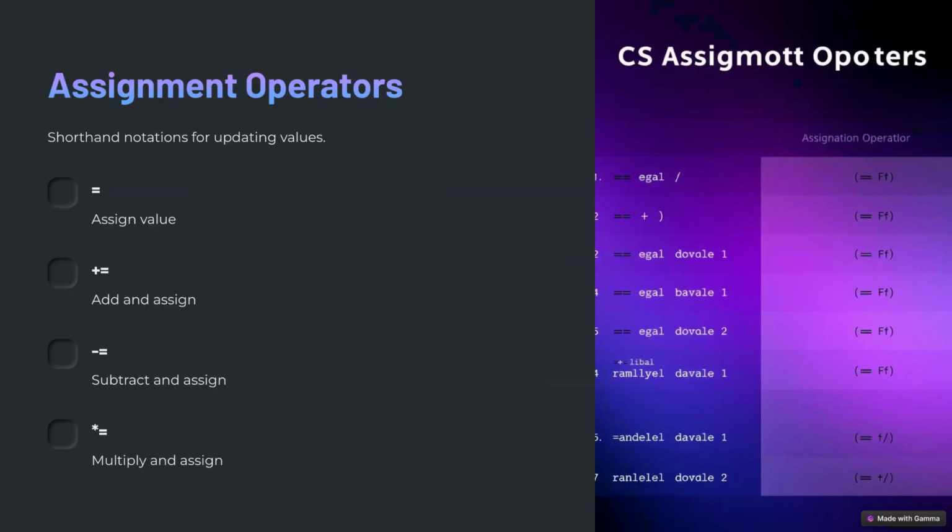Assignment operators allow us to assign values to variables. Instead of writing a equals a plus 5, we can simply write a plus equals 5. This shorthand notation makes our code cleaner and easier to understand.